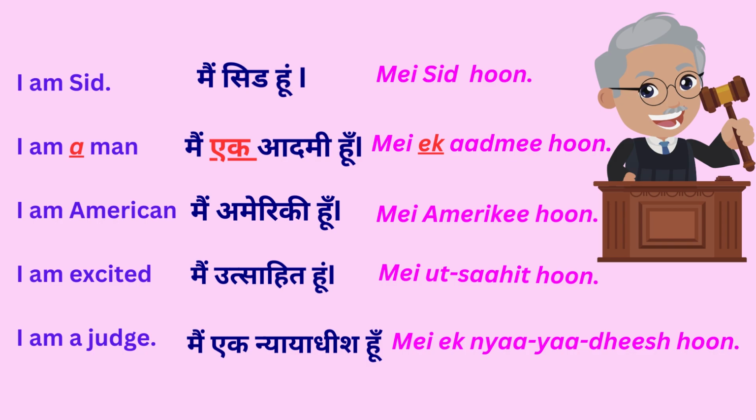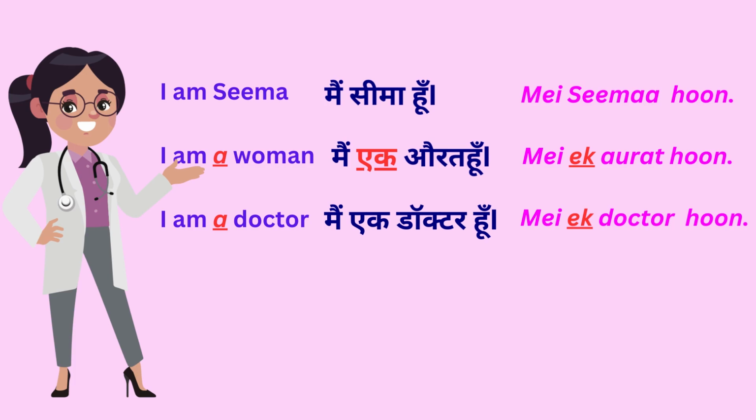I'm American. मैं अमेरिकी हूँ. That's his nationality. I'm excited. मैं उत्साहित हूँ. So he's sharing his feelings. I'm a judge. मैं एक न्यायाधीश हूँ. So he's talking about his profession. Then let's take another example. I'm Seema. मैं सीमा हूँ. I'm a woman. मैं एक औरत हूँ. I'm a doctor. मैं एक डॉक्टर हूँ.